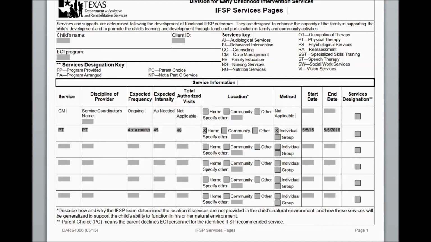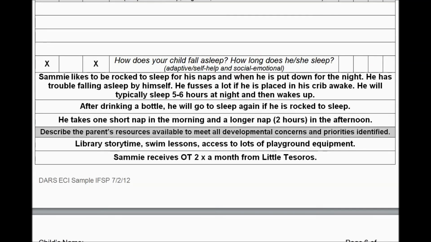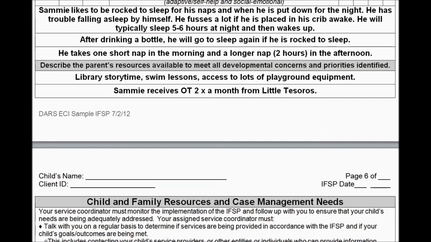Now that different type of service is documented in the same way, again depending on if the child is currently accessing the service or if the family wants to access that service. So let's look at how that would be documented. Again, if the child is currently accessing the service, the additional type of service or the service that's not recommended by the ECI team would be documented in the resources section. And this again is between the routines and the Child and Family Resources and Case Management Needs section. So you would just document Sammy receives OT 2 times a month from Little Testoros.